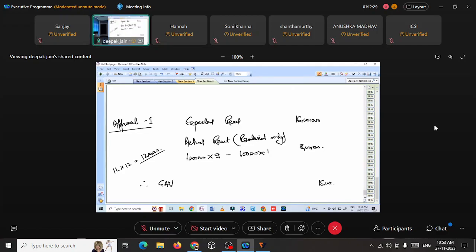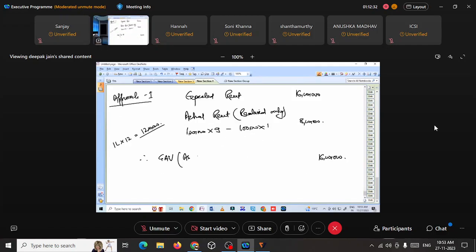Expected rent, as actual rent is less than expected rent and reason of reduction is other than vacancy, therefore GAV is 16 lakh. Clear? Sir. Good.